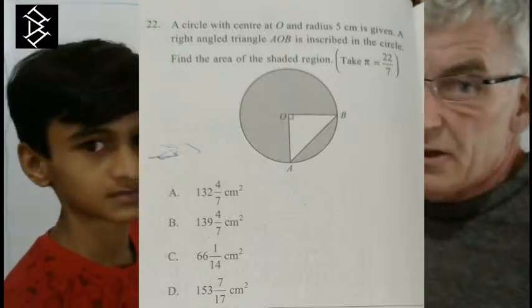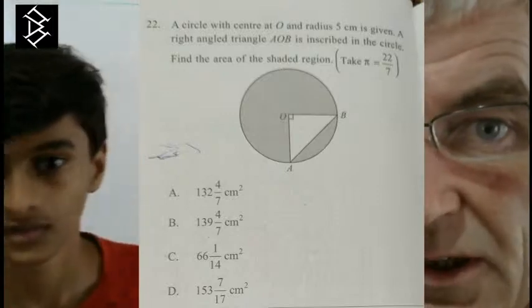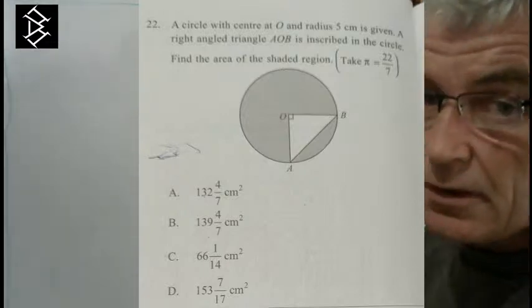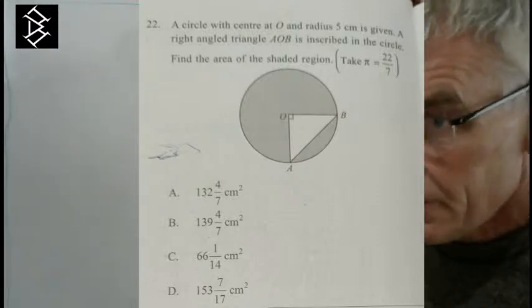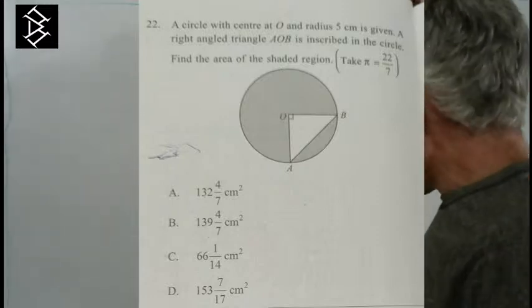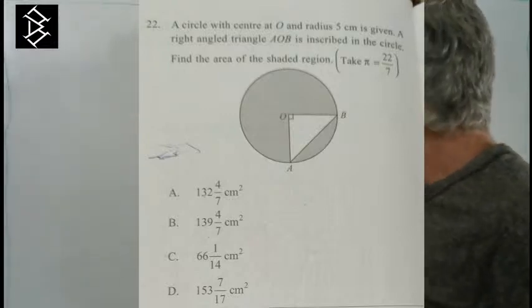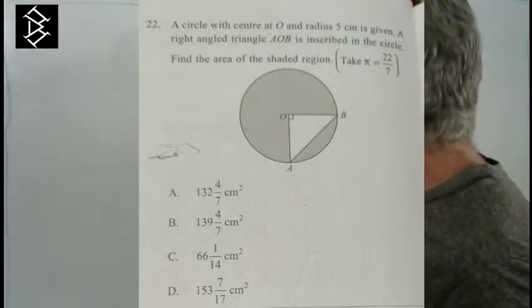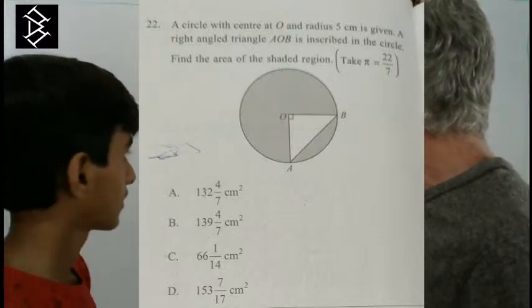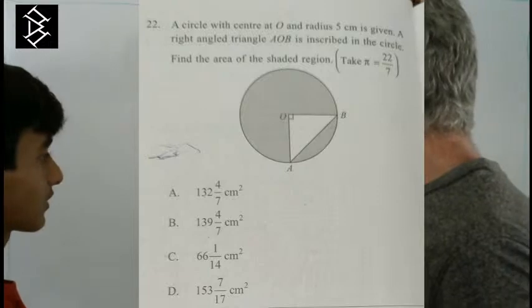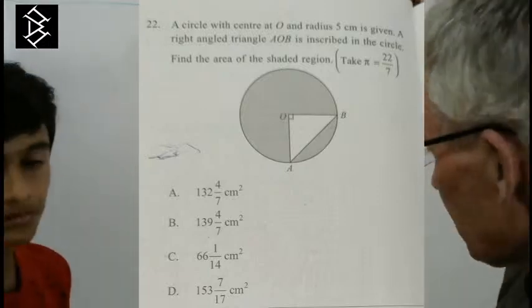So I can find the area of that triangle very, very simply because the radius is 5. So half times 5 times 5. Isn't it? What is it? Half of 25, which is 12.5. The area of my circle is going to be pi r squared, isn't it?